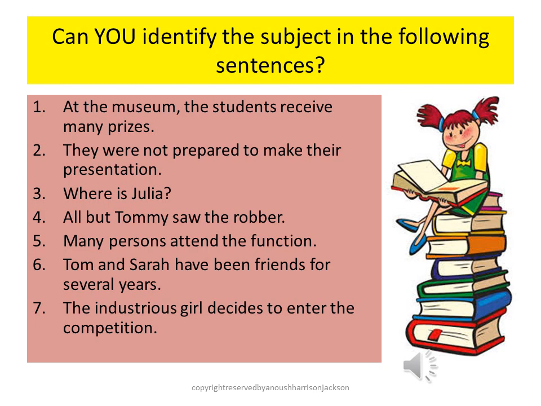Can you identify the subject in the following sentences? Number 1. At the museum, the students received many prizes. Number 2. They were not prepared to make their presentation. Number 3. Where is Julia? Number 4. All but Tommy saw the rubber. Number 5. Many persons attend the function. Number 6. Tom and Sarah have been friends for several years. And number 7. The industrious girl decides to enter the competition.